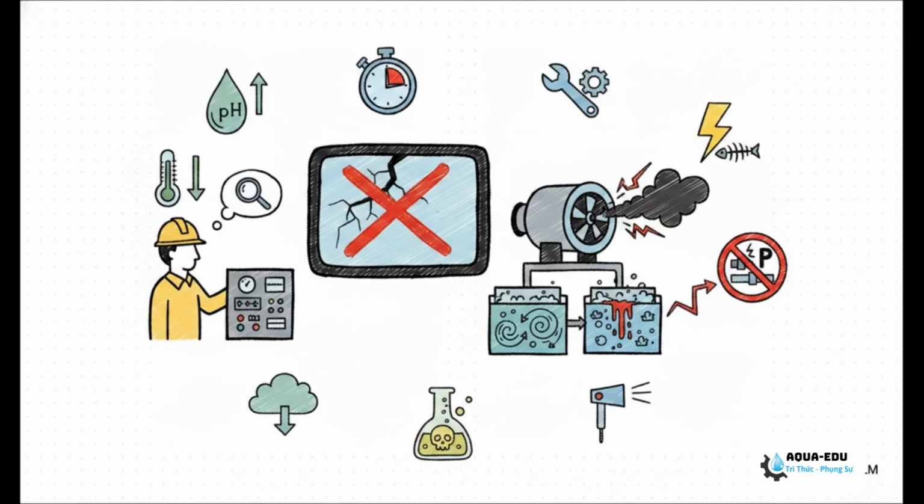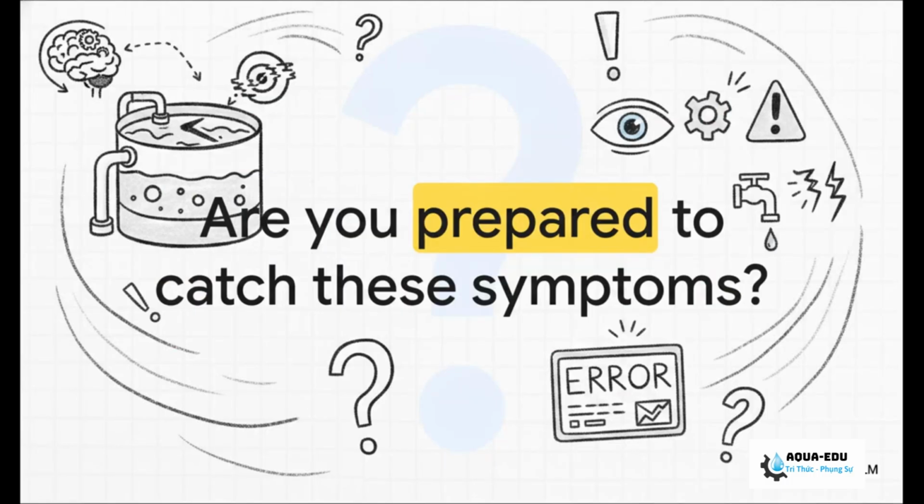So I'll leave you with this final vital question to think about before you clock in for your next rotation. Are you truly prepared to spot these exact symptoms on your next shift before your control system goes completely blind? Stay alert out there, trust your training, and remember, never rely purely on a computer screen.